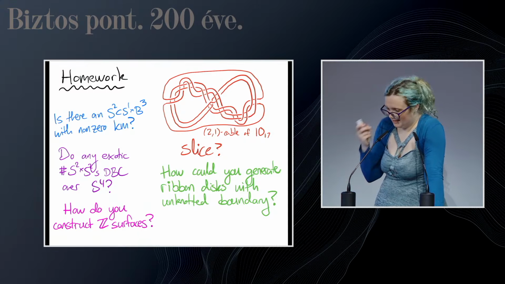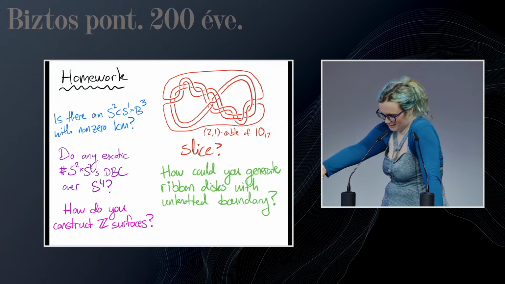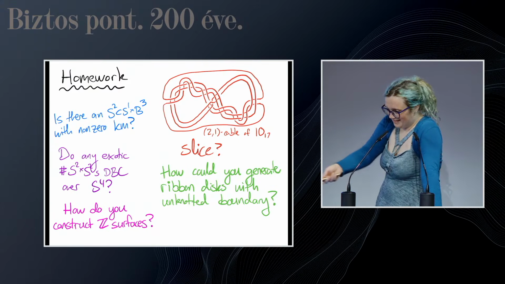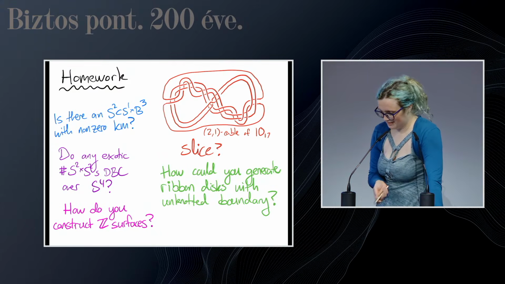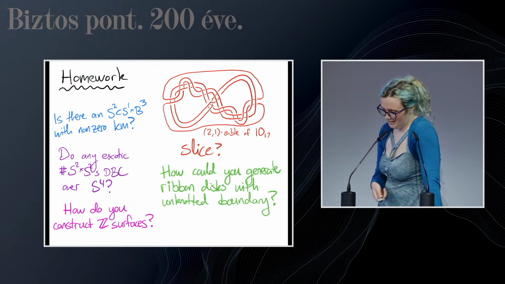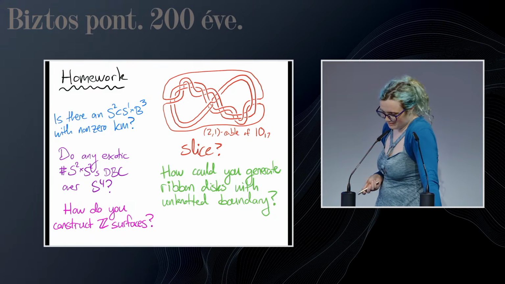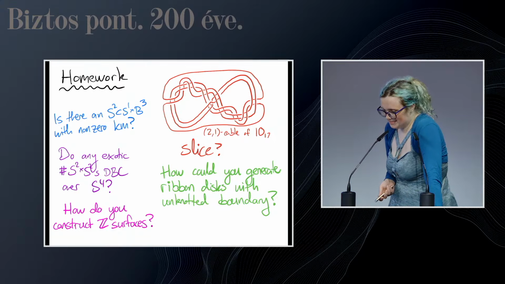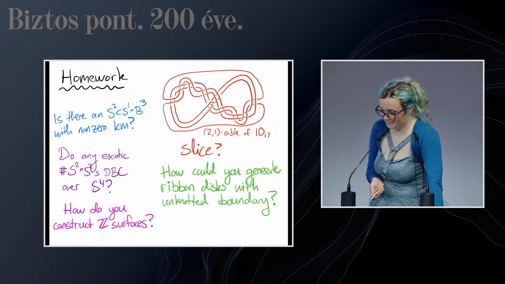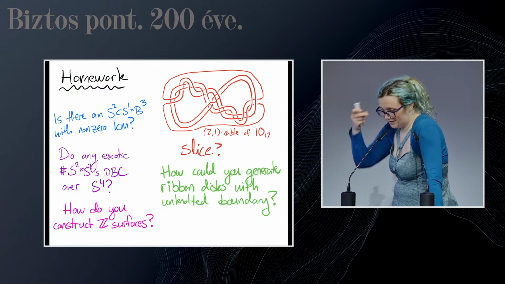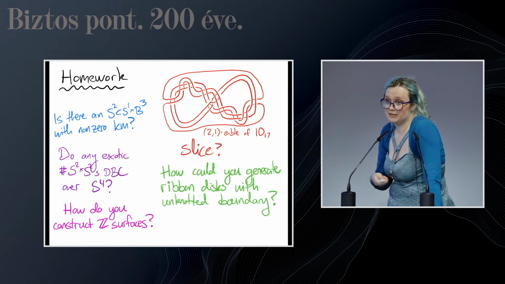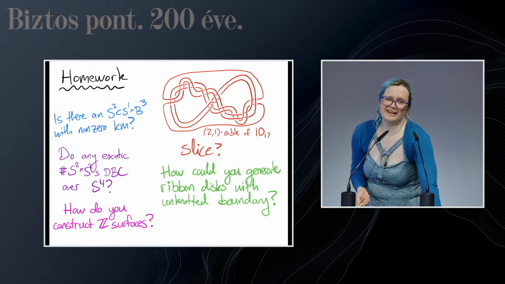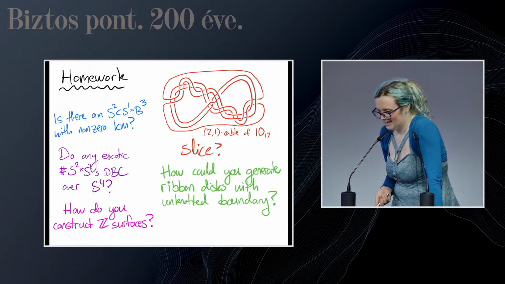Here's your homework. I have this slice knot again. That's the most concrete one. Oh, sorry. I don't know if it's slice. But I have this knot here, which if you could decide if that's slice or not, that'd be awesome. Can you make ribbon disks with unknotted boundary? Because I don't know how to do it. How do you construct interesting Z surfaces, let alone try to distinguish them from each other? Those S2 cross S2s, the exotic ones, can you realize them as double-branched covers over S4, or I guess over anything would probably be interesting.